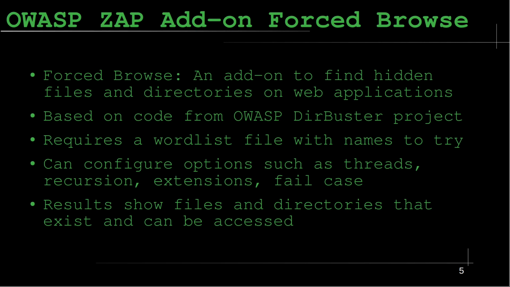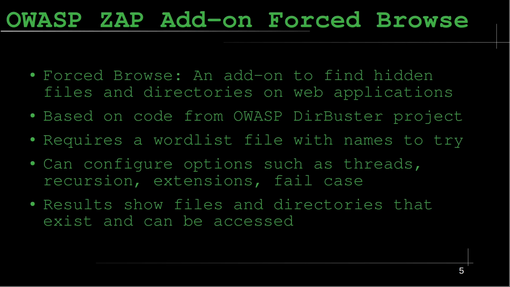The Forced Browse add-on in OWASP ZAP is a powerful tool that can help you find hidden directories and files on web applications. Forced Browse is a technique that tries to access files and directories directly without relying on links or references. For example, if you know that the web application has an admin panel, but you don't know where it is, you can use Forced Browse to guess its location by trying different names and extensions.